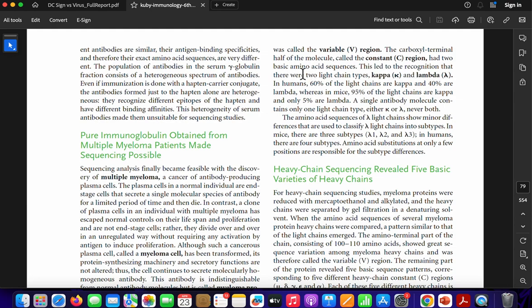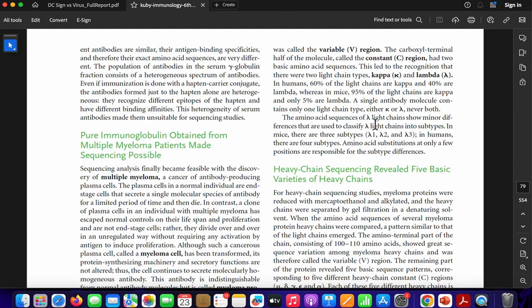This led to the recognition that there were two light chain types, kappa and lambda. In humans, 60% of the light chains are kappa and 40% are lambda, whereas in mice, 95% of the light chains are kappa and only 5% are lambda. A single antibody molecule contains only one light chain type, either kappa or lambda, never both.